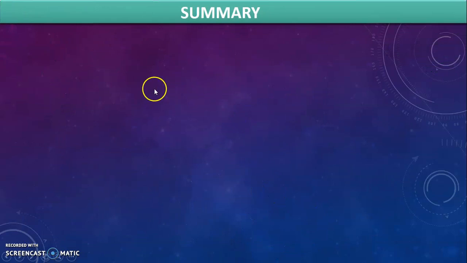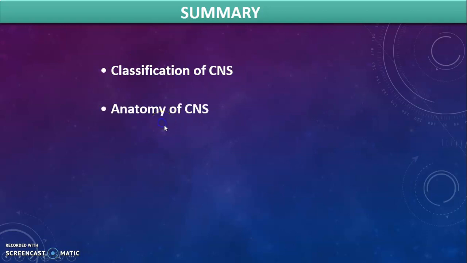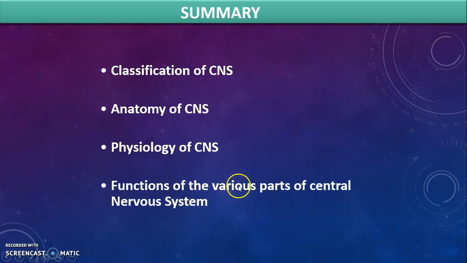Summary of today's session: in this session we learned the classification of the central nervous system, anatomy of the central nervous system, physiology of the central nervous system, and functions of the various parts of the central nervous system.